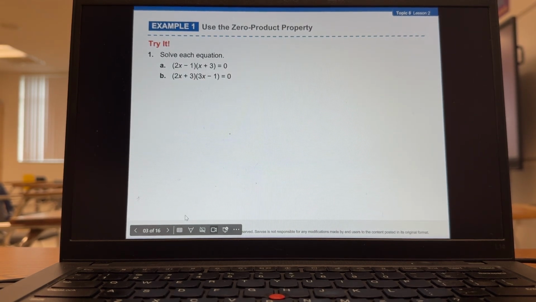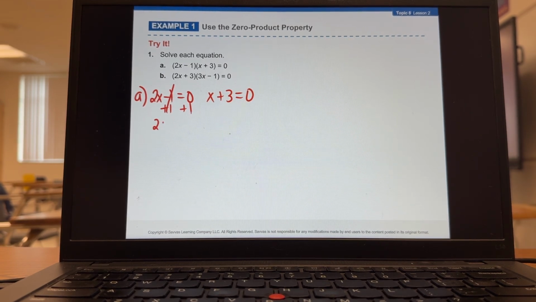Here, solve each equation. Again, it's already factored for you. Separate them into two separate equations. 2x minus 1 equals 0. x plus 3 equals 0. Add 1. 2x equals a positive 1. Divide by 2. x equals 1/2. It's up to you if you want to leave it as a reduced fraction, or if it does terminate, you can put it as a terminating decimal. Subtract 3, and x equals negative 3. So those would be your two solutions.